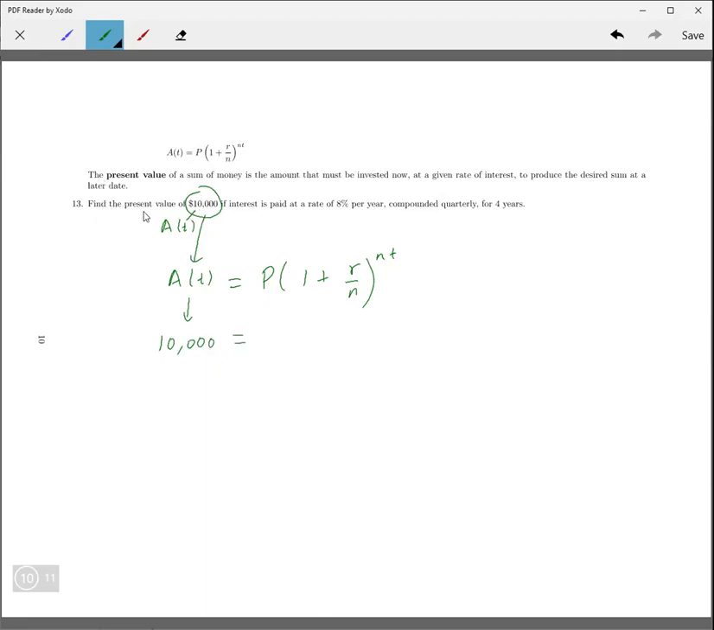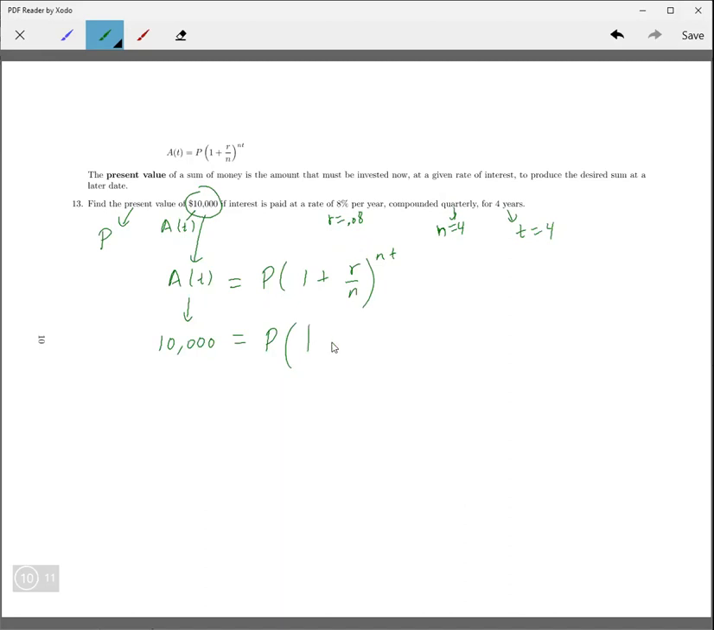And they're telling you that you want to find the present value. That's going to be P. So you want to find out what this P is. Now you also know that the rate is 8% per year, so R is 0.08. And you know it's compounded quarterly, so N is 4 again. Can they choose something different than 4? And T is also 4. Oh, everything's 4. Interesting.